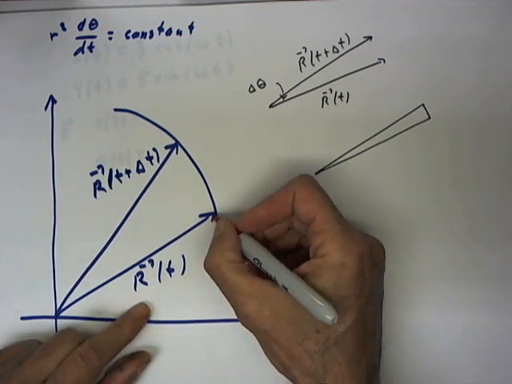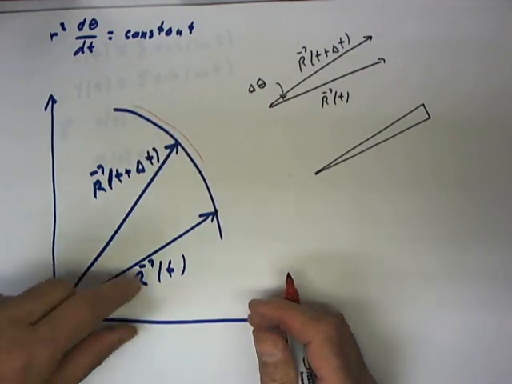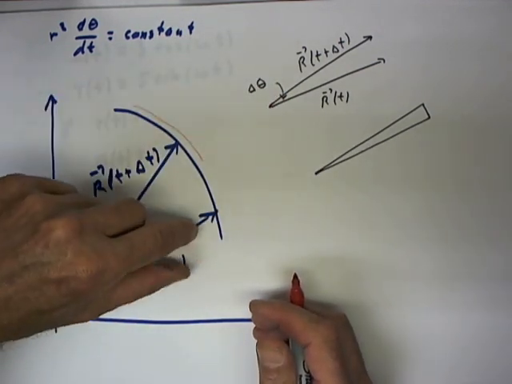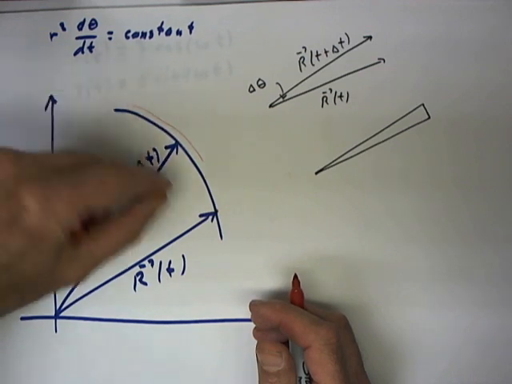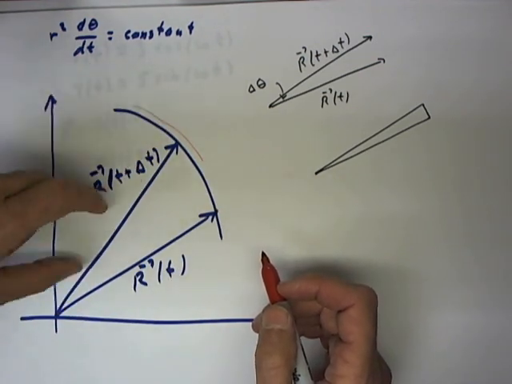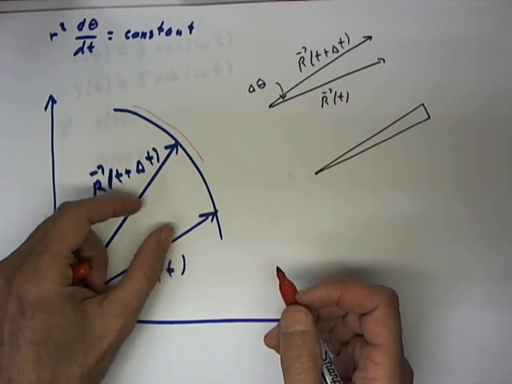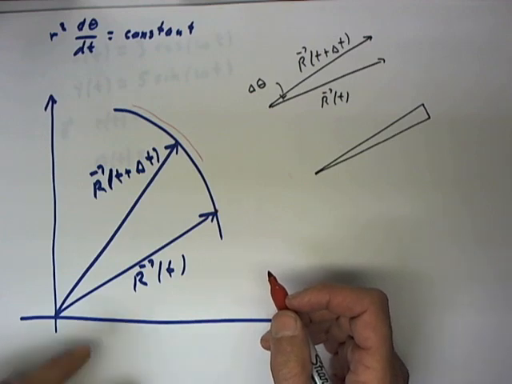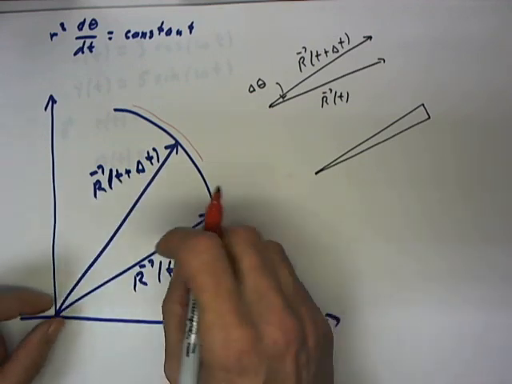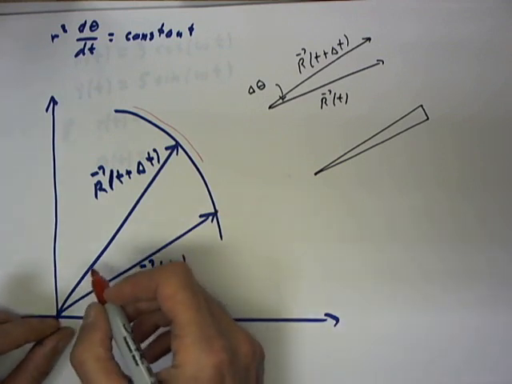R of t is the vector that describes the position of the object as a function of time. The tips of the R of t vectors trace out a curve. R of t plus delta t is the position at time t plus delta t. Generally, we'll think of a short time interval, but in this case we make the time interval a little more exaggerated than we ordinarily would.